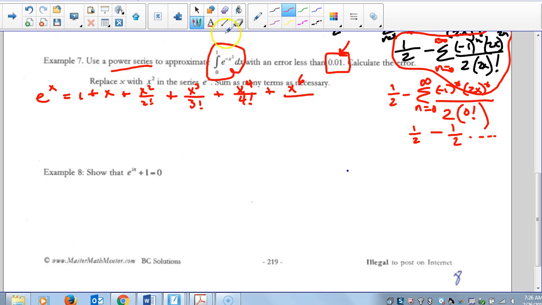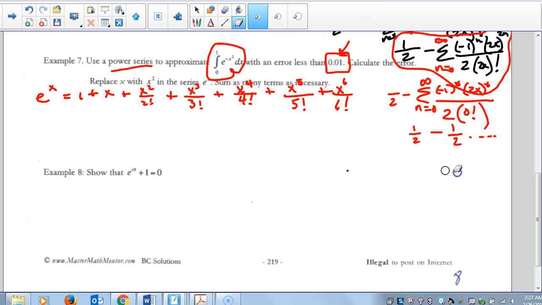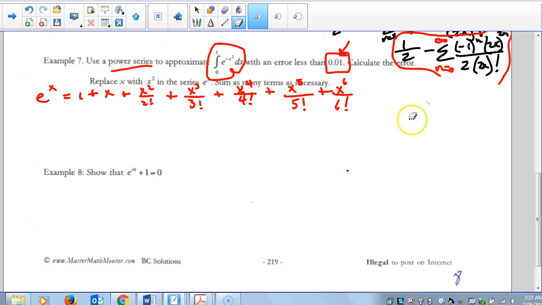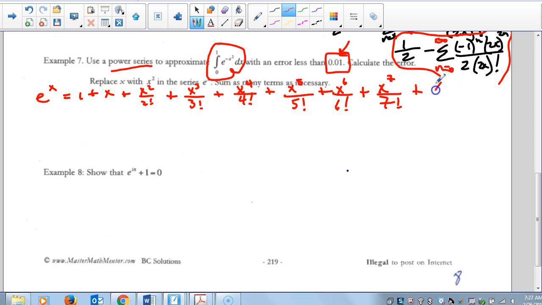What did I do? It's x to the 5th, isn't it? We just go up by 1. Okay, so x to the 5th over 5 factorial. I got x to the 6th over 6 factorial. I'm going to erase this stuff right here because I want to go out, and you'll see why in just a second. I got x to the 7th over 7 factorial. I got x to the 8th. This is just the general one.